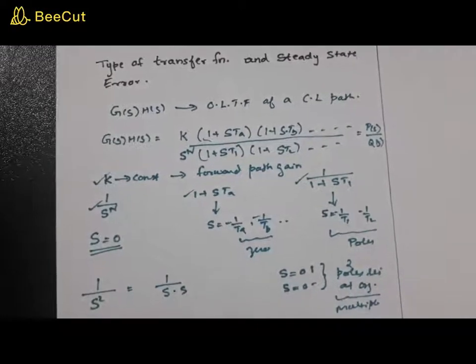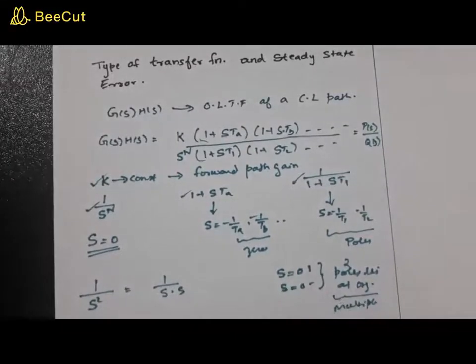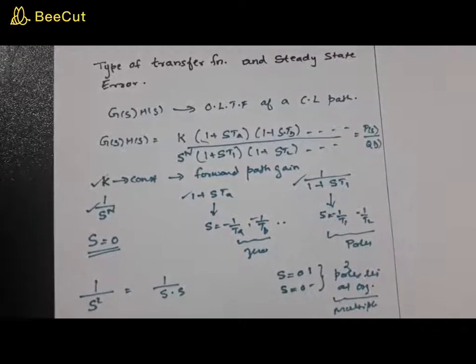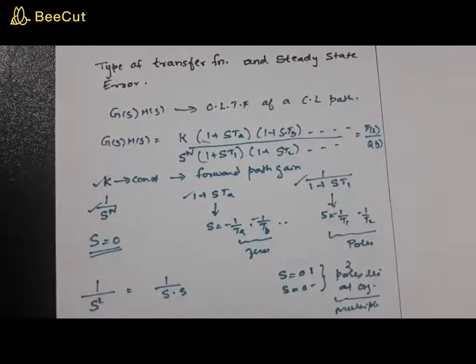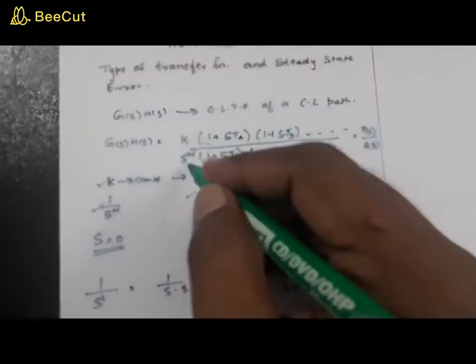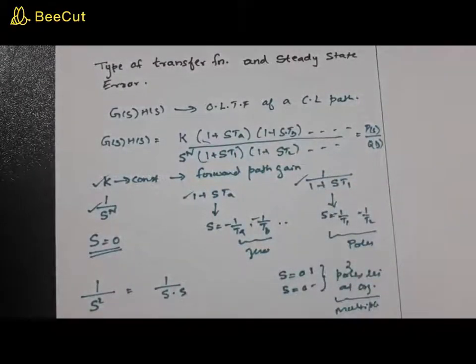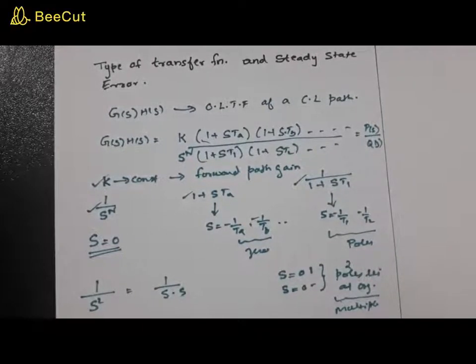Okay. So what do you mean by a type 0 system? A type 0 system is a system where you have no pole at the origin. If n is equal to 1, that's a type 1 system. Now if n is equal to 0, then this will be 1 by s raised to 0, which is equal to 1, right? So if there is no s term at the denominator, you can say that is a type 0 system. So you can have type 0, type 1, type 2 systems, and so on, right?